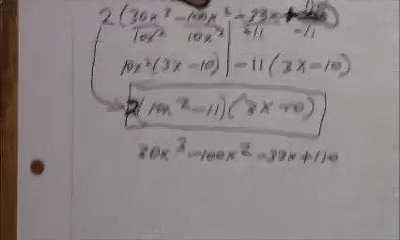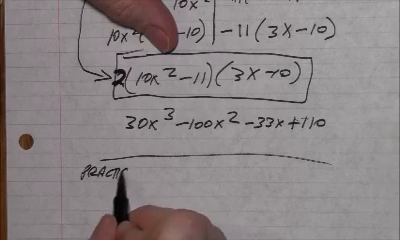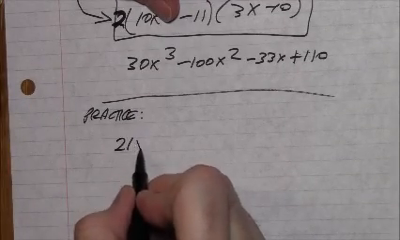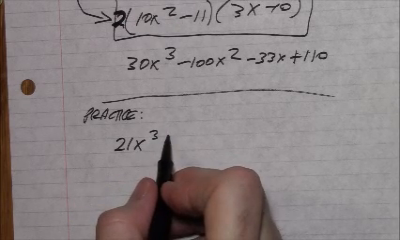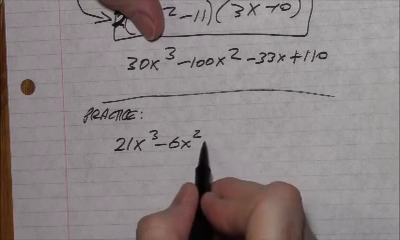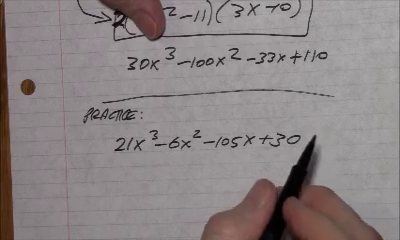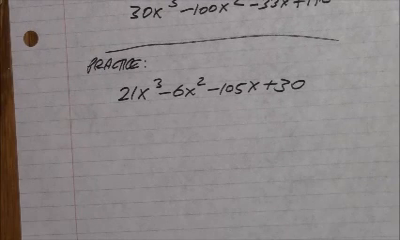Here's a practice problem to do. This is 21x cubed minus 6x squared minus 105x plus 30. Okay, go ahead and do that one yourself.